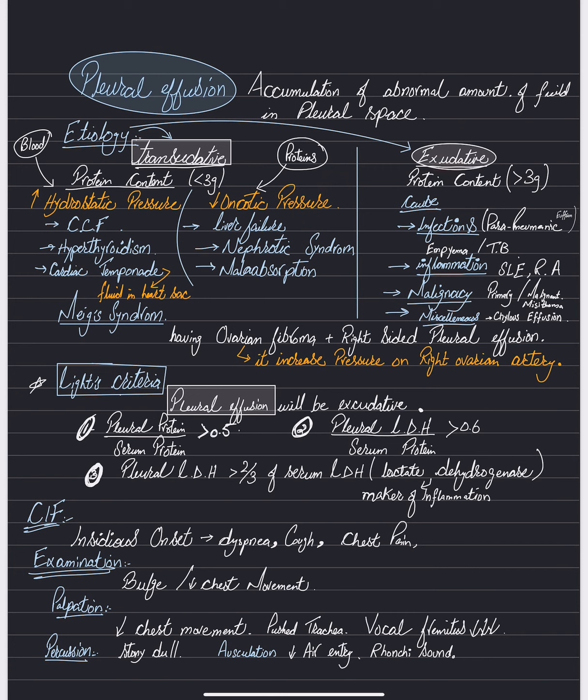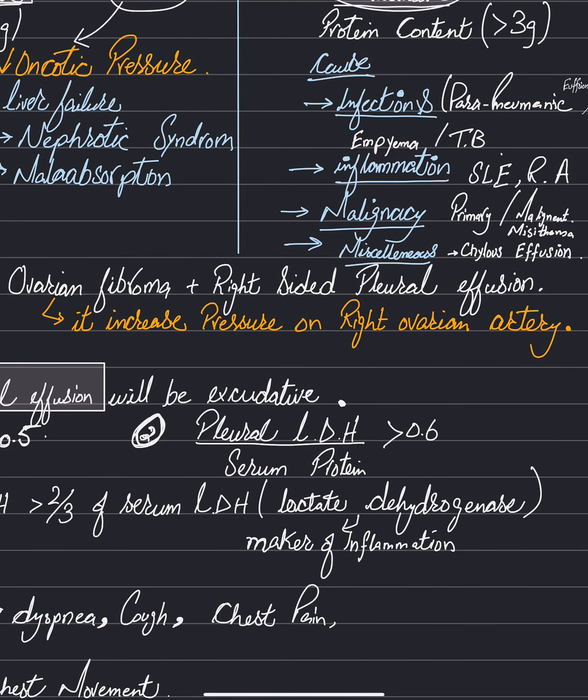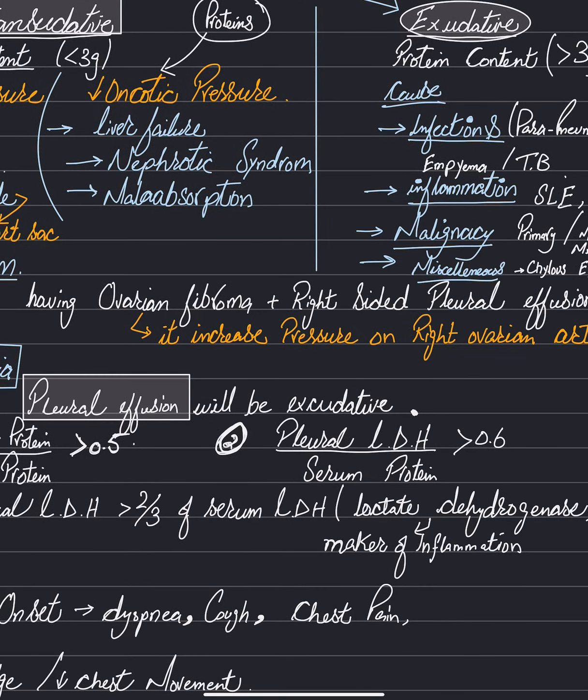And exudative, you can see here, causes are infection, TB, empyema, and inflammation due to autoimmune diseases, and malignancy due to primary cancers and malignant mesothelioma. And miscellaneous, we can see is chylous effusion. Chylous effusion is due to chyle, due to a high level of lactate in the body, or some kind of trauma in our thoracic area, due to the tracheal effusion or right heart failure. It can be caused by this.